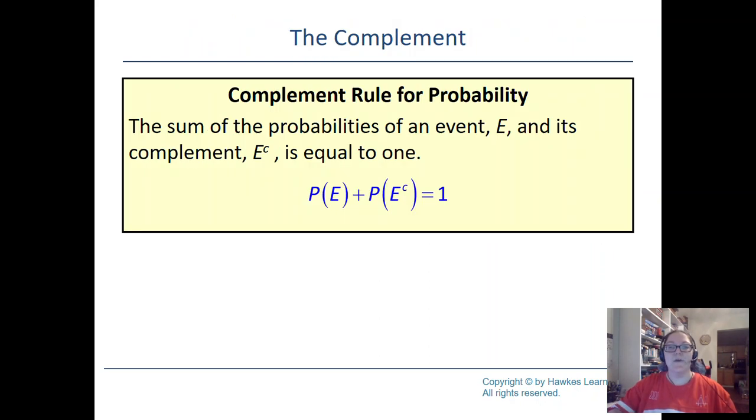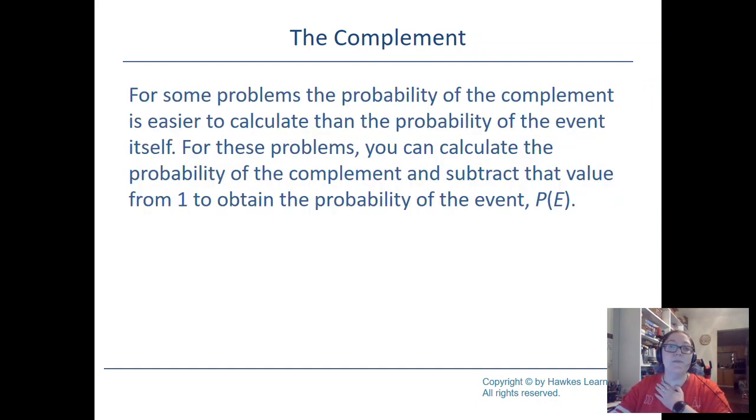Now that we've talked about the complement a little bit, the reason we need to understand it is because the probability of an event plus the probability of the event's complement should always equal 1. This is called the complement rule, and it's a great way for us to find probability. Sometimes, for some problems, the probability of the complement is a heck of a lot easier than actually calculating the probability of the event.